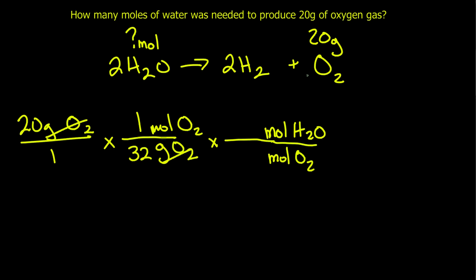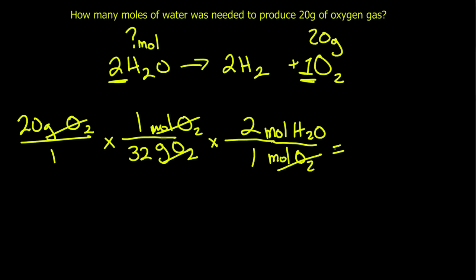So there's 1 mole of O2, just 1 mole of O2 for every 2 moles of water. So that's a 2-to-1 ratio. Now this moles of O2 cancels out, and it'll leave me with moles of H2O. That's exactly what I'm looking for, so I can stop at that point.